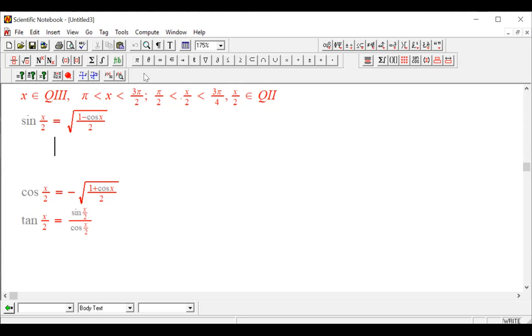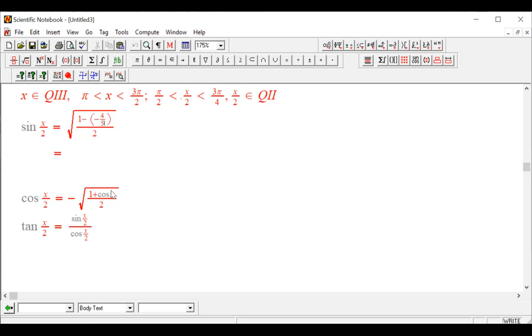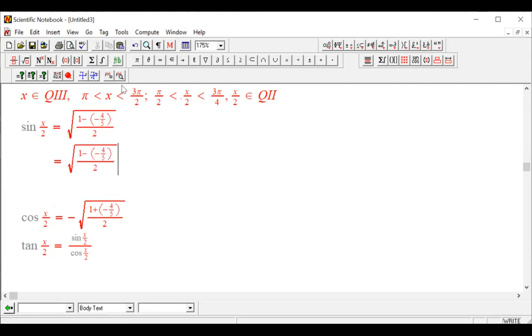So now we're going to replace cosine x by -4/5. So the rest is just calculation, so let's finish it. I think we're getting better at this, right? 1 minus negative 4/5, that's going to be 1 plus 4/5, so this is plus. And 5 over 5, so that's going to be 9 over 5, right? 9 over 5 again.